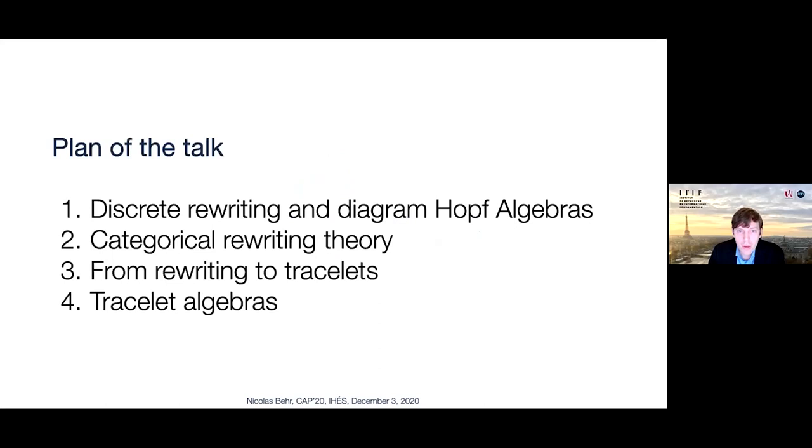Okay. So the plan of the talk is that I would like to start from something which I think is quite close to the interest of many people in the audience, which is a certain type of Hopf algebras, which have been introduced by Gérard Duchamp, Carol Penson, and others, which give exactly the blueprint of this type of combinatorial construction. And then the second part of the talk is giving you a little background on categorical rewriting theory, just enough to demonstrate how this works. And then to show you how you get to tracelets, and in particular, some notion of algebras that replaces these diagram Hopf algebras in the general case.